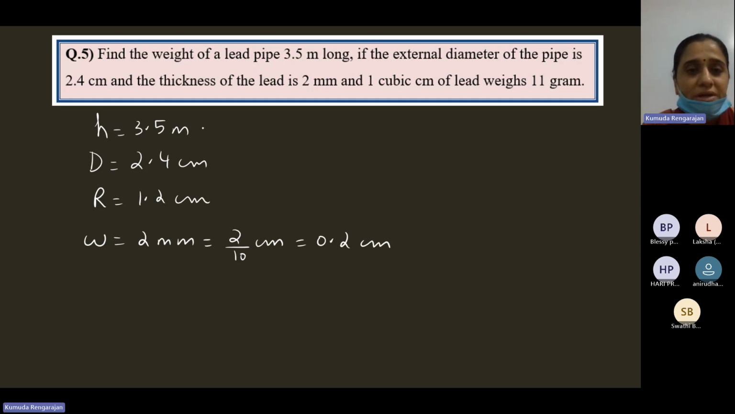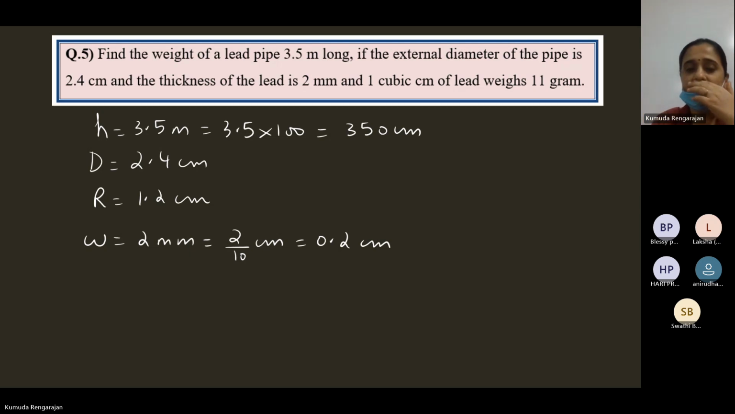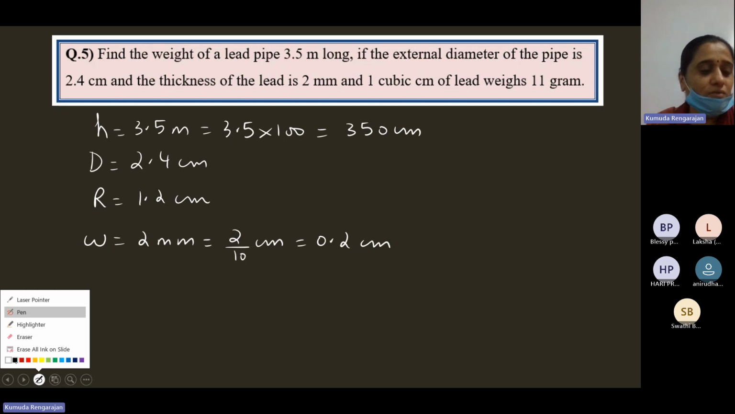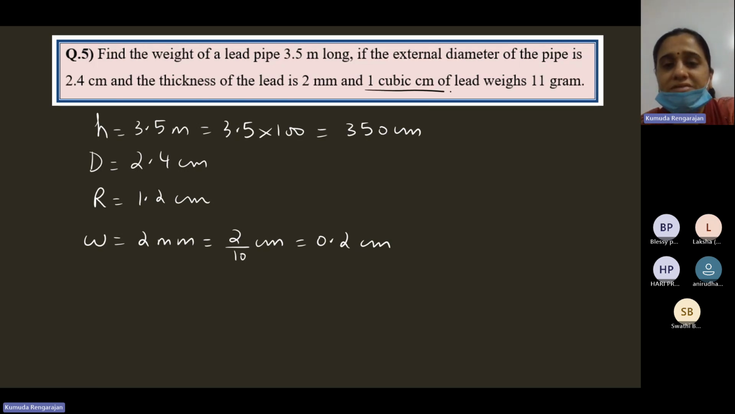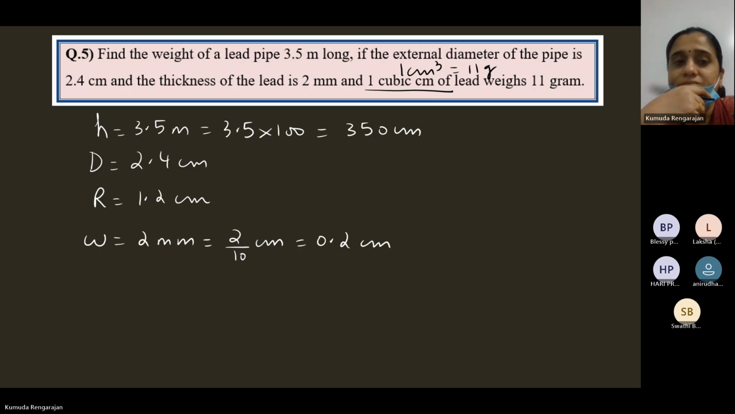So that means 3.5 meters means what? 3.5 into 100 centimeters. So 350 centimeters. See, the point is you should have all the values in the same unit. That same unit can be meter, centimeter, millimeter, anything, but same unit. One reason I have everything in centimeter is because it's given 1 centimeter cube is equal to 11 grams. But even if you find it in millimeter cube, you can convert that to centimeter cube.